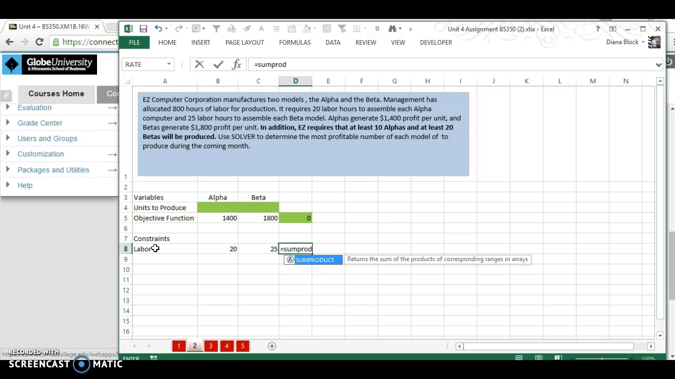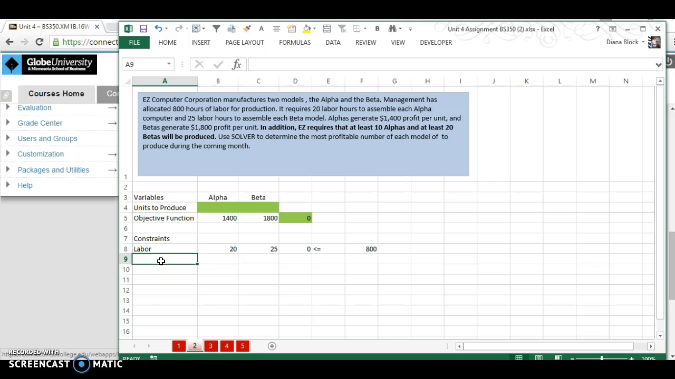So we're going to do a sum product formula here to get the total amount of labor that's being spent on creating these products. That labor amount needs to be less than or equal to 800. That's up in this paragraph. We've only got 800 hours with which we can do labor.